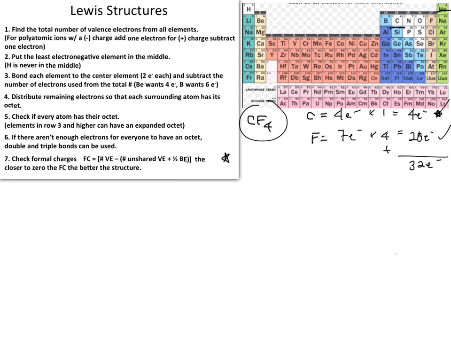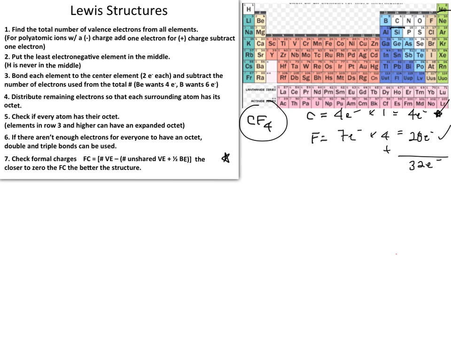Which tells us to put the least electronegative element in the middle. So I have to choose between carbon and fluorine. Now, you guys know that fluorine is the most electronegative element. It's the one that desires electron density most intensely. So carbon, by default, has to be the least electronegative element.